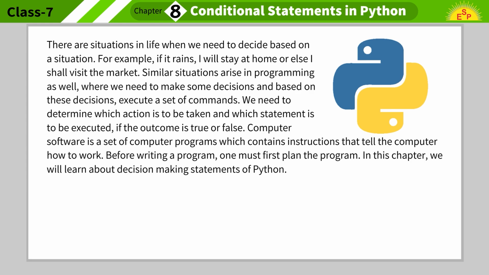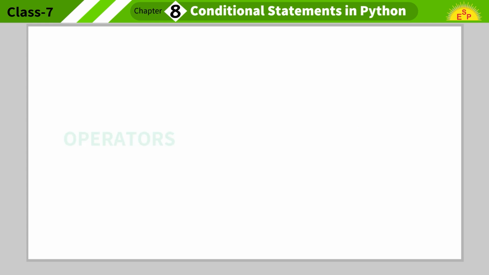Computer software is a set of computer programs which contains instructions that tell the computer how to work. Before writing a program, one must first plan the program. In this chapter, we will learn about decision-making statements of Python.